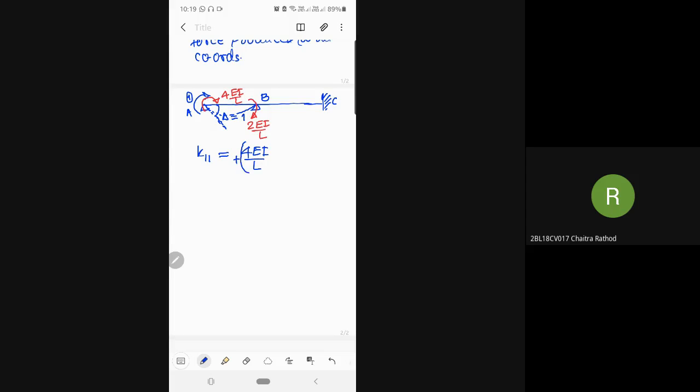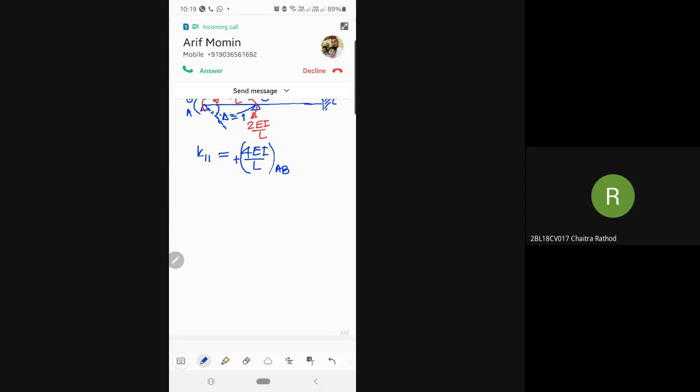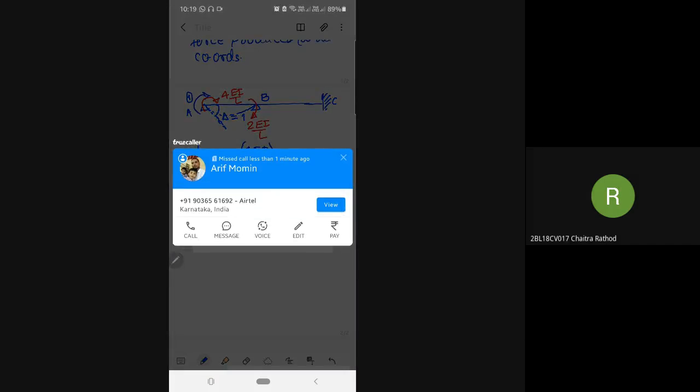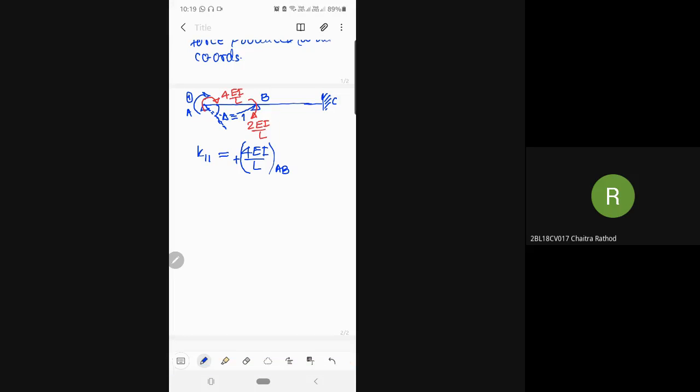This 4 EI by L is for which member? I am calculating for member AB. It is for member AB. 4 EI by L for member AB. What is that 4 EI by L for member AB? 4 EI by L for member AB is, substitute the values.